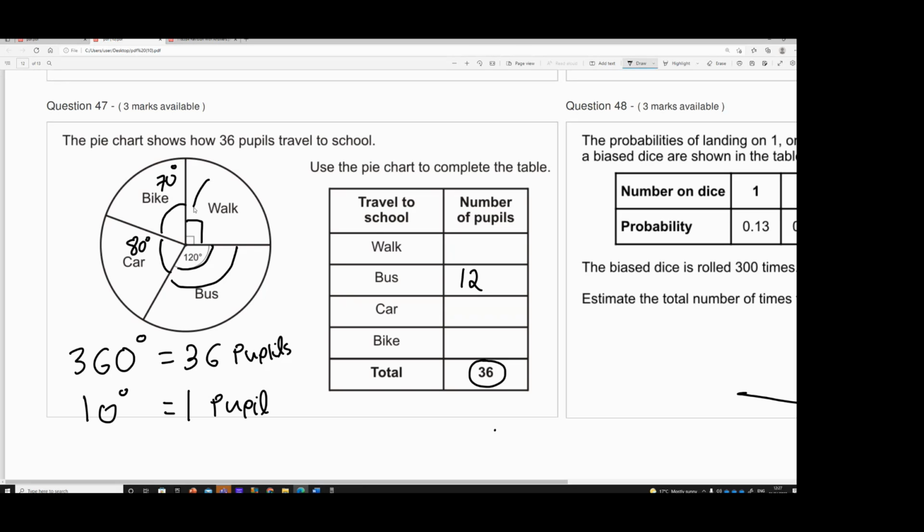How many degrees are there for walking? So what is the angle for walking? 90. Brilliant. So how many pupils walk to school, do you think? Just take a guess. Looking at that, how many pupils walk to school?